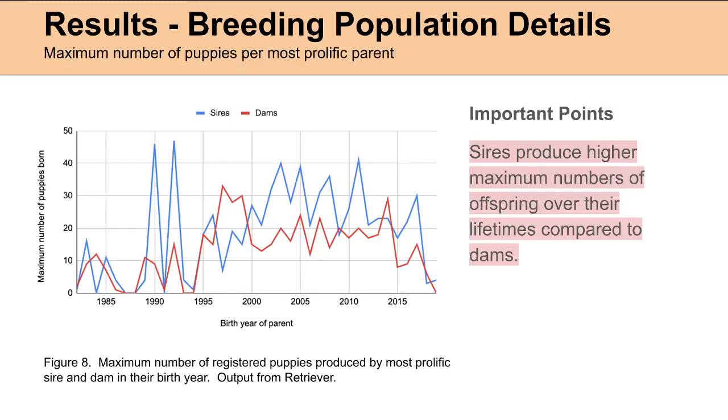And then when we look at their maximum number of puppies, sires outproduce dams by quite a bit. These are the maximum number of puppies born, produced by the most prolific sire and dam in that birth year. So we can see that sires are, again, producing higher maximum numbers of offspring over their lifetimes compared to dams.